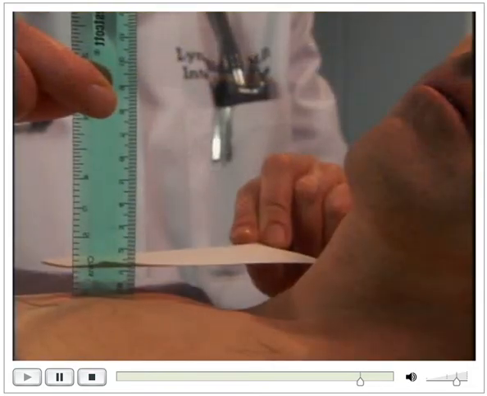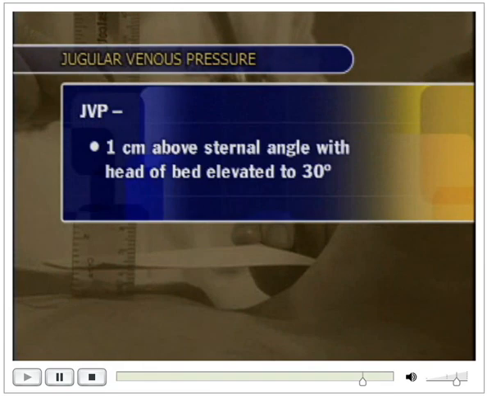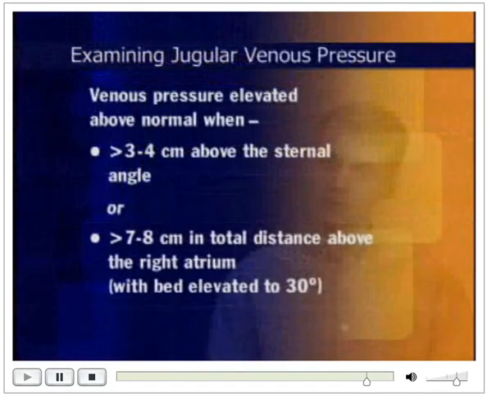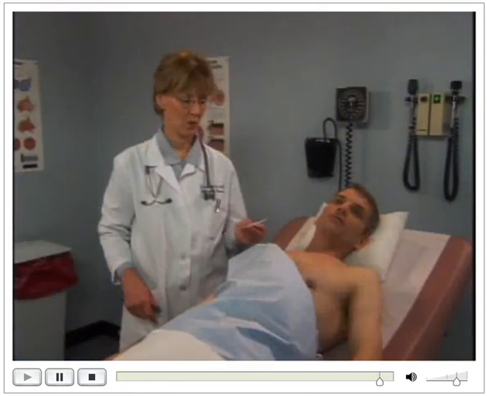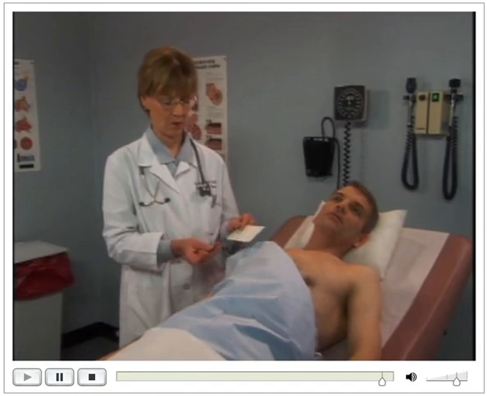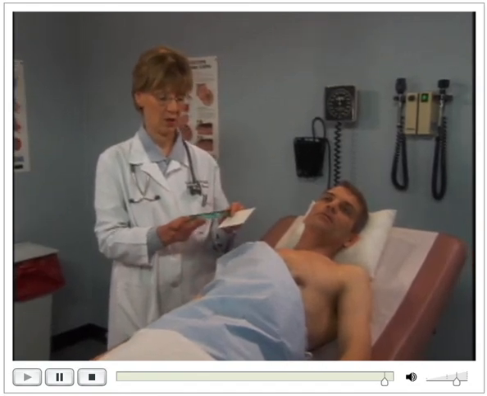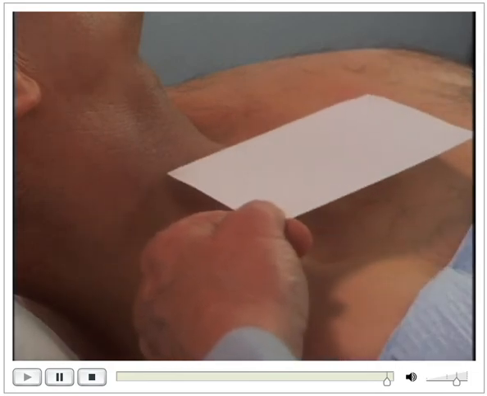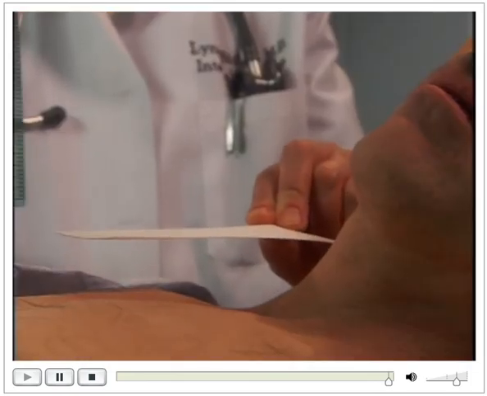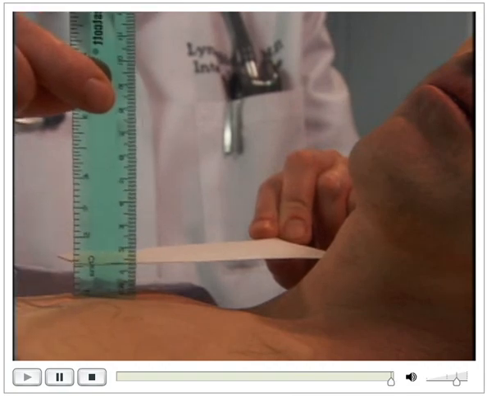In this patient, the JVP is about 1 centimeter above the sternal angle, with the head of the bed elevated 30 degrees. Venous pressure is elevated above normal when it measures at greater than 3 to 4 centimeters above the sternal angle, or more than 7 to 8 centimeters in total distance above the right atrium, with the bed elevated to 30 degrees. The steps for measuring the JVP, when followed carefully, result in a measurement that is important for assessing the intravascular volume status in euvolemic, hypervolemic or hypovolemic patients.